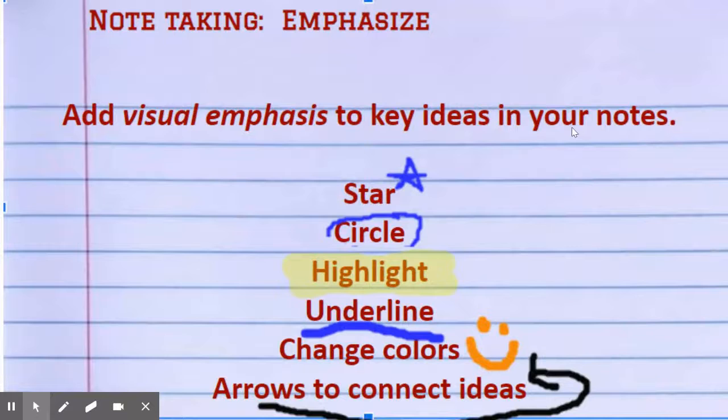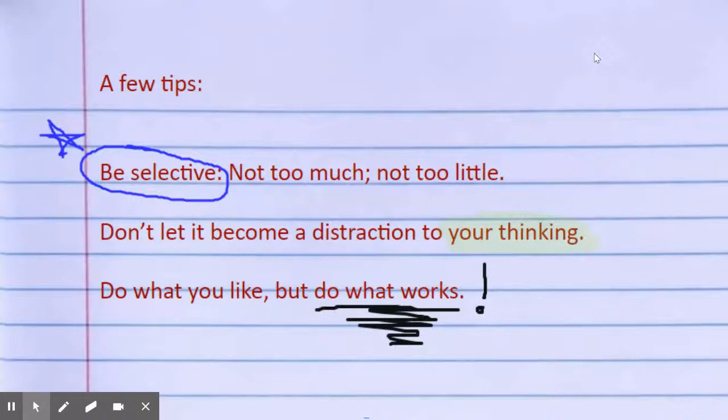When we add visual emphasis to our notes, we've got a few options. We can star, we can circle, we can highlight, we can underline, we can change colors, like the example on the last slide showed. We can use arrows to connect ideas. A few tips: be selective, not too much, not too little. If we highlight everything, we essentially emphasize nothing because we make it all look the same. So you want to be selective about that.